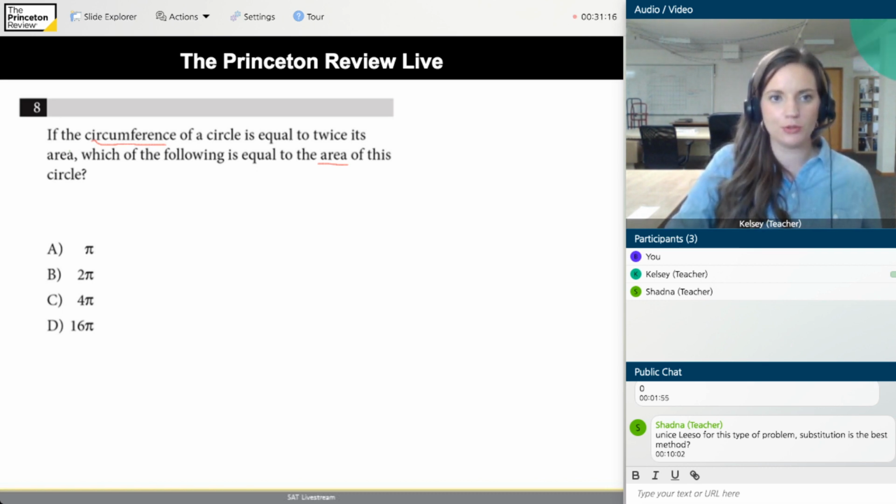So as you remember, the area of a circle should be equal to pi r squared, and the circumference of a circle is going to be equal to 2 pi r. And it's just good to have those down anytime you encounter a geometry problem.